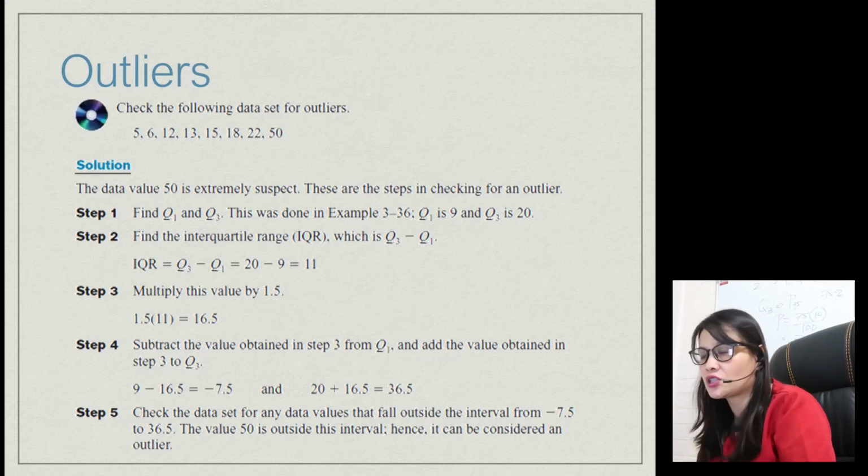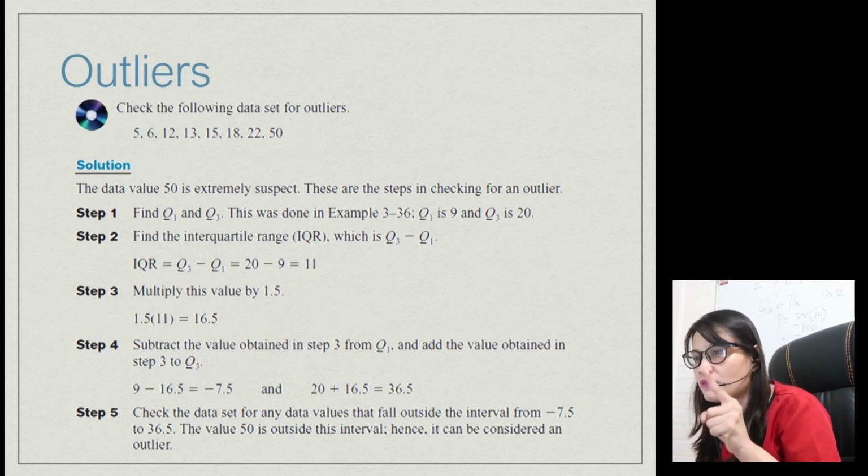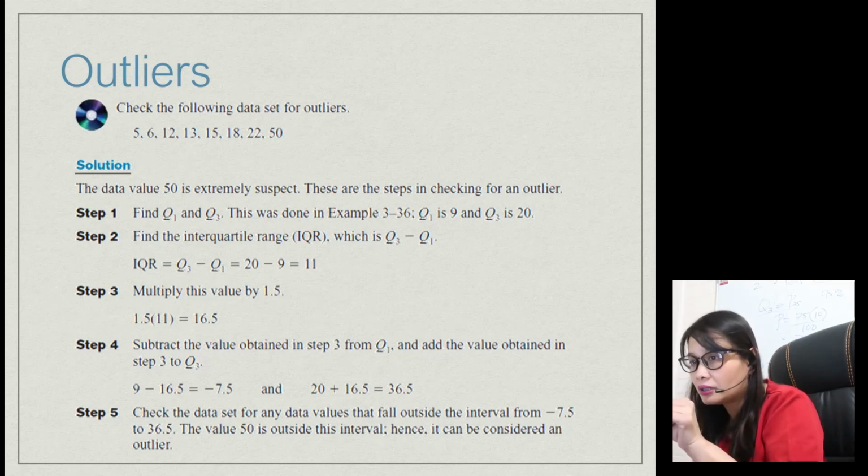Okay, check. Next, step 3. Multiply the value by 1.5. So 1.5 multiplied by 11, you do have 16.5. Okay, 16.5. So that's the third step.